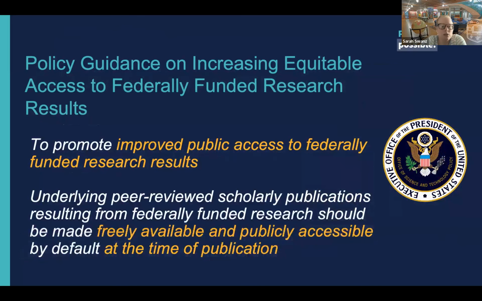Federal policy wants to improve public access to federally funded research results. So the idea being that, you know, taxpayer money has funded this. Why can't taxpayers see the results of these? And so results should be made freely available and publicly accessible by default at the time of publication. Sensitive data should be de-identified and/or shared in a restricted repository, but as much as possible, the default is to share publicly.